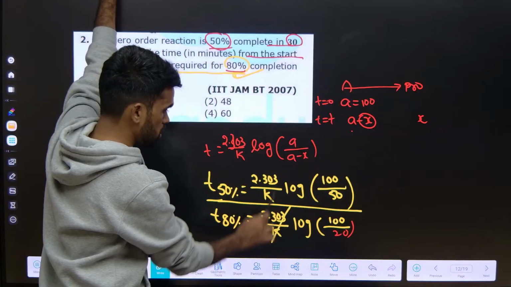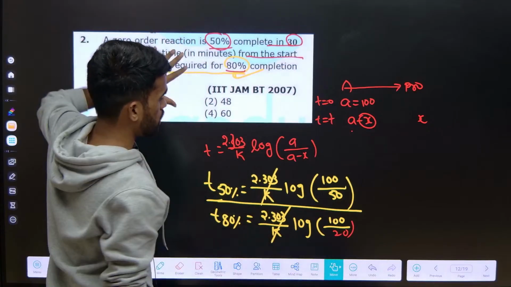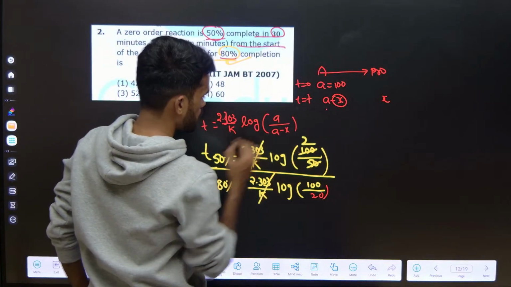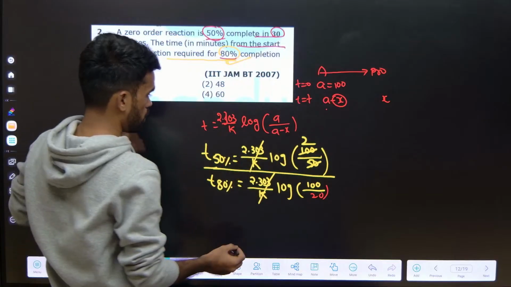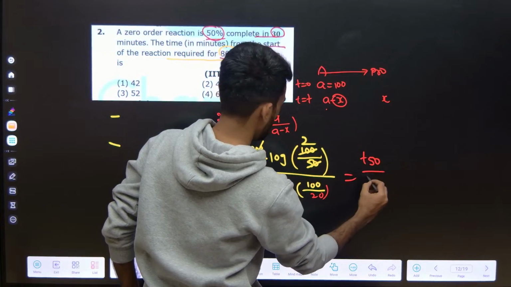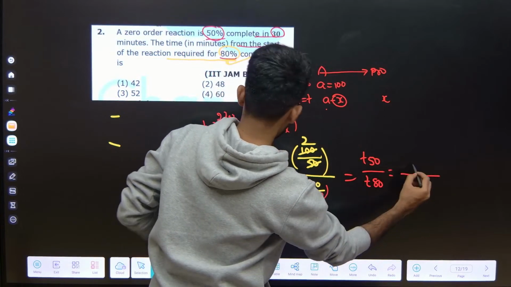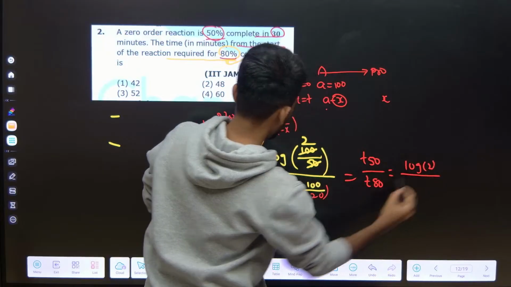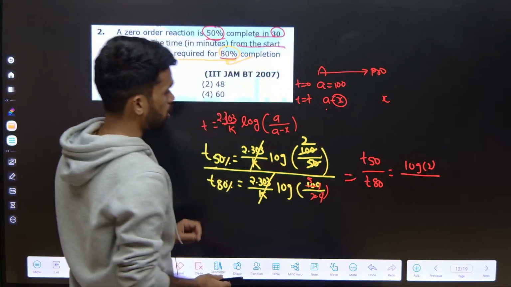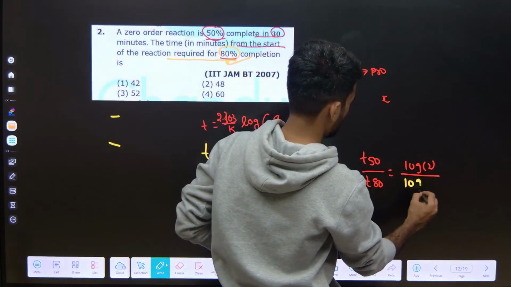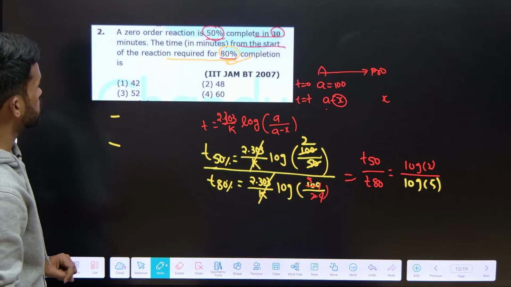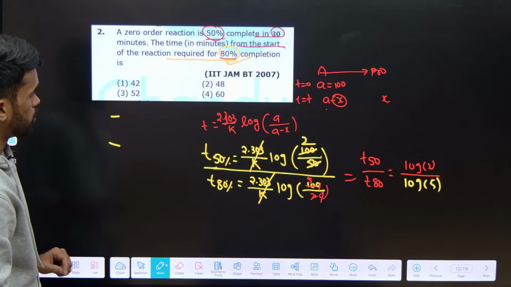See, the constant values will be removed here. Next, what to do? Look at this. I can write this as 2 times, so you have log 2 in the numerator. T50 by T80% equals log 2 in the numerator, and in the denominator, this is 5 times, you have log 5. Yes, 80% completion means log 5.